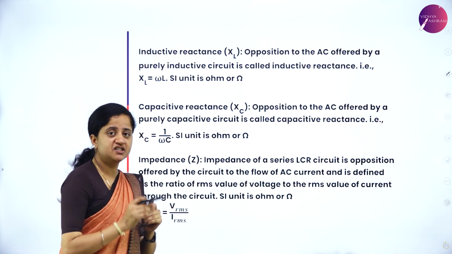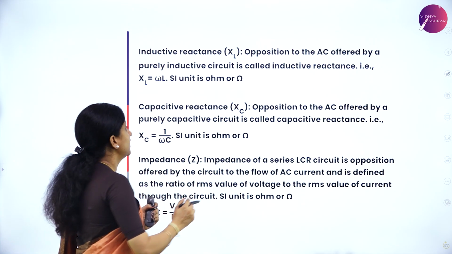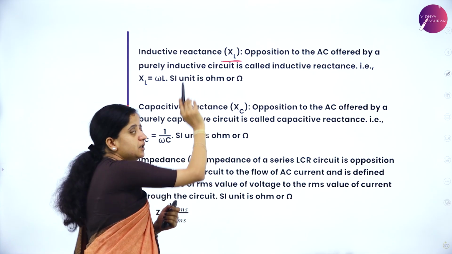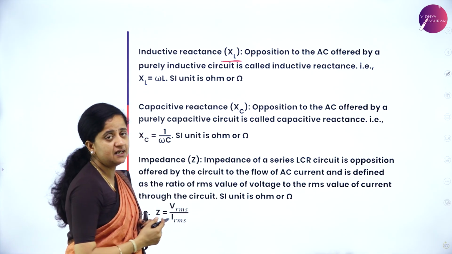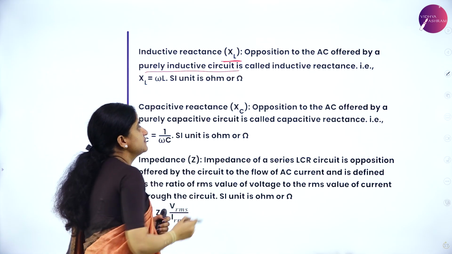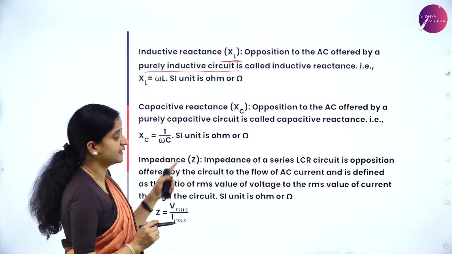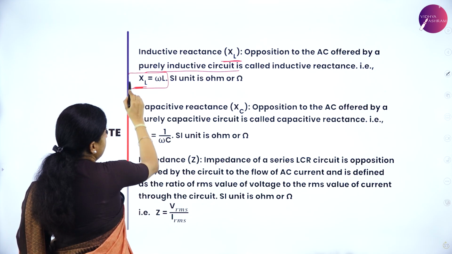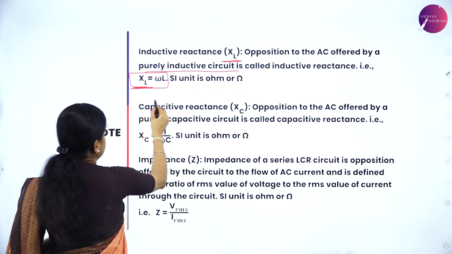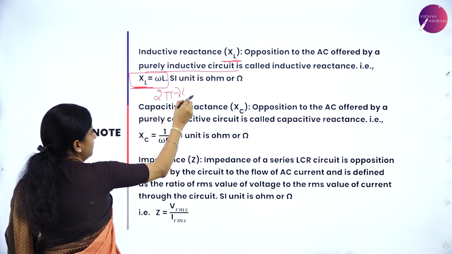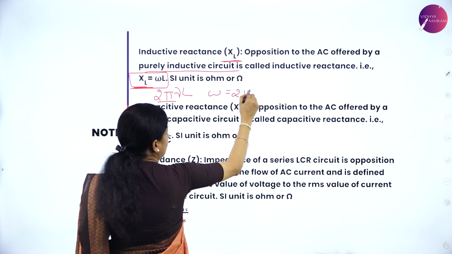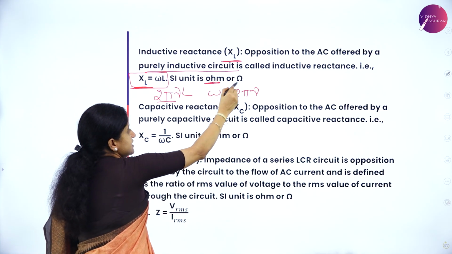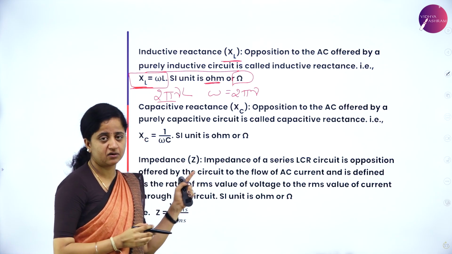So let us learn the definition of inductive reactance and capacitive reactance briefly. Inductive reactance is denoted by XL, which is nothing but the opposition to the AC offered by purely inductive circuits, and it is called inductive reactance. It is analogous to resistance. It is given by XL, which is nothing but omega into L. This can also be written as 2 pi nu into L, because omega is 2 pi nu or 2 pi F. The SI unit of inductive reactance is ohm, which is denoted by this symbol, because it is analogous to resistance.